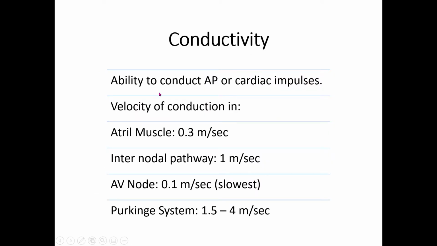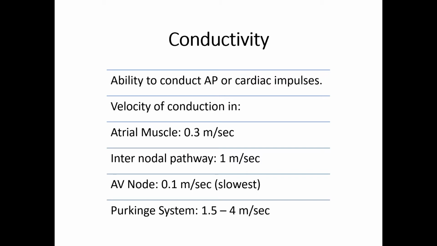Conductivity. The ability of the cardiac muscles to conduct action potentials or cardiac impulses is called conductivity. It means the conduction of the electrical impulses or the voltage. This conduction, which is carried through the muscles of the heart, has some velocity, some speed. And this velocity of conduction is different in different parts of the heart.